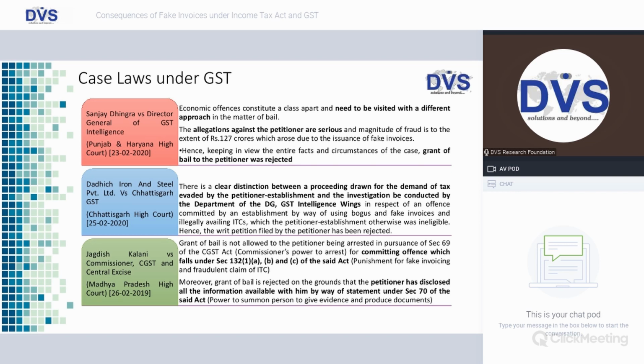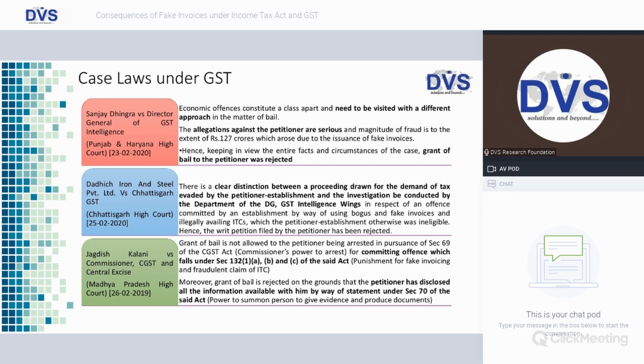The allegations against them are serious and the magnitude of fraud is to the extent of 127 crore, which arose due to issuance of fake invoices. So the quantum involved was 127 crores. Thus, in such a scenario, bail was rejected. It was said that where the quantum was more than 125 crores relating to fake invoices, bail cannot be granted.